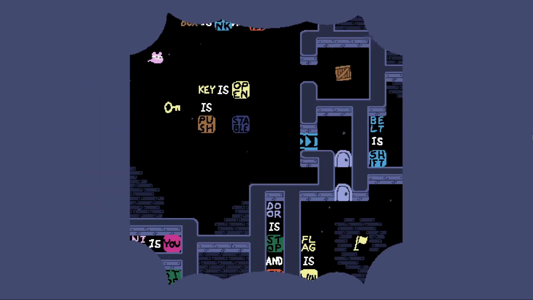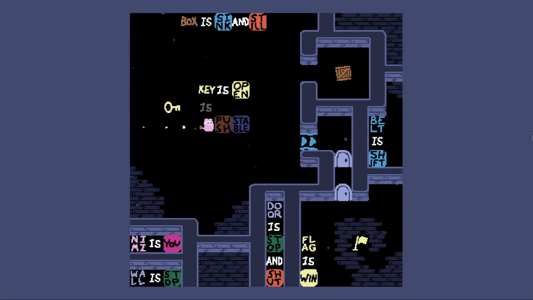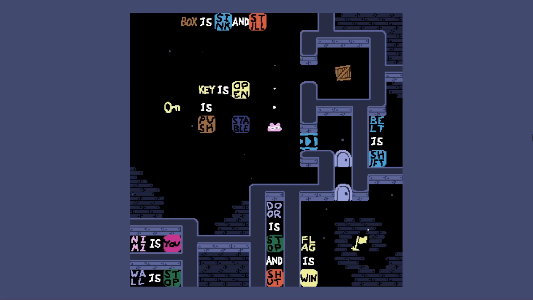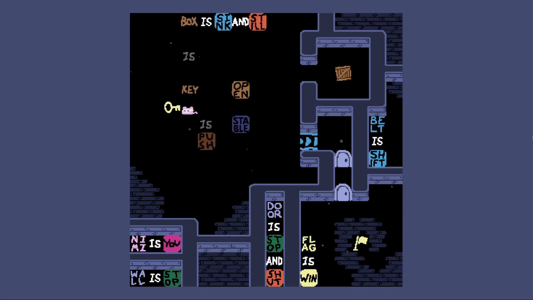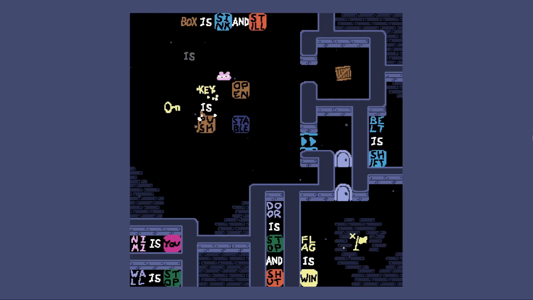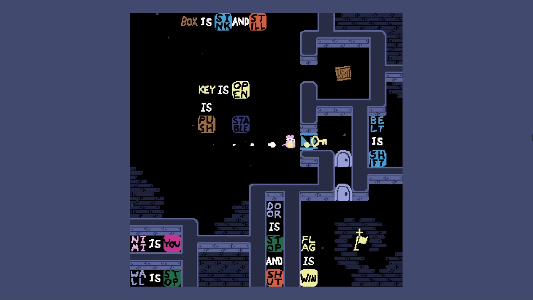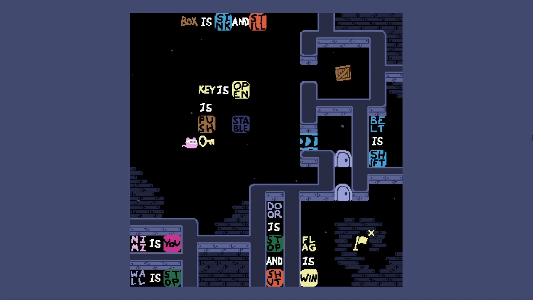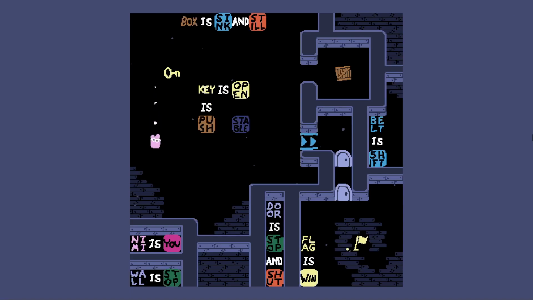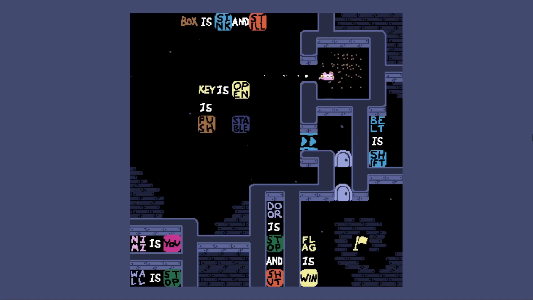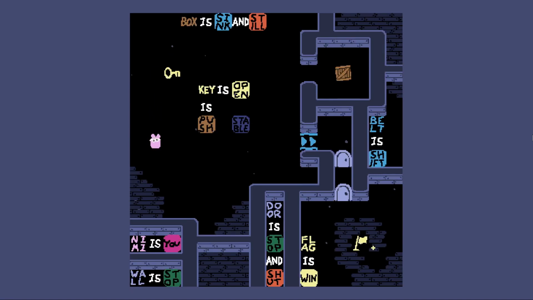Final level, stack. Okay, we only have stable here, but we have box is sync and still. Why do I need box there? Oh, I need the box to be a key. Okay. So the problem with having two keys is that, how do you do this? Stack. Oh, do we need to stack? Okay. Well, box is sync, so I can't stack them like this because they would sync each other. I need to find a way to stack them.